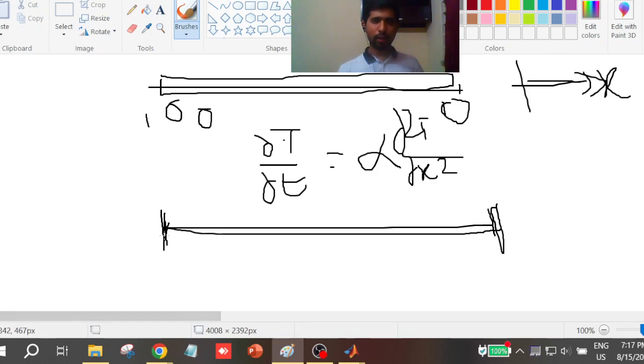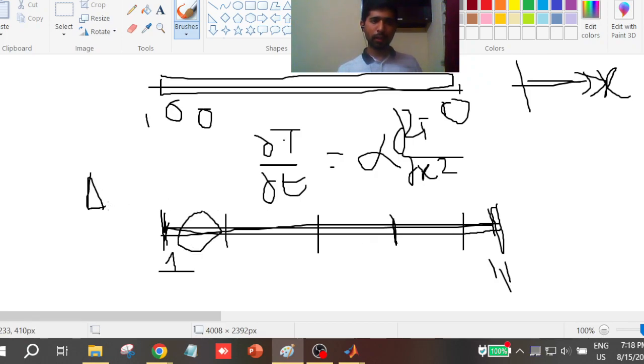Now here it's a simple thing. Let me divide it into some uniform elements, say 10 elements. I am using the finite difference method, simple thing. The total number of grid points will be 1 to 11. I am dividing into 10 parts, so delta x will be L divided by 10. Say L is 1 meter, so 1 divided by 10. That is the domain division or grid generation.